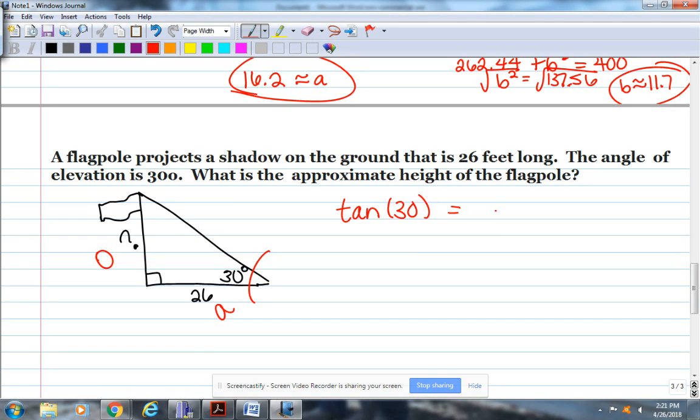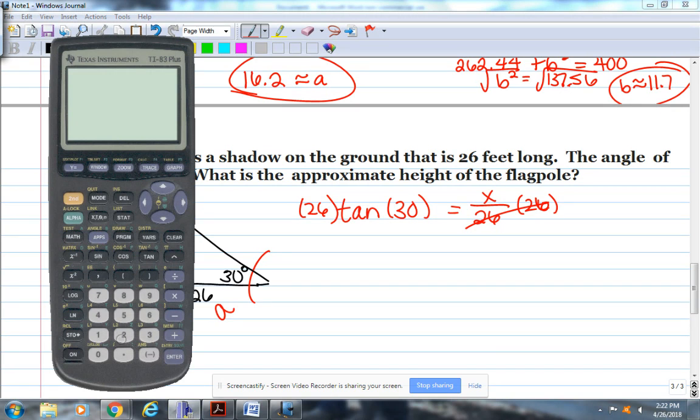Opposite over adjacent. We don't know opposite, so I'm going to call it X over adjacent, which is 26. To get rid of the 26 in the denominator, I multiply by 26 on both sides. So it's going to be 26 times tangent of 30 in our calculator. 15.1.